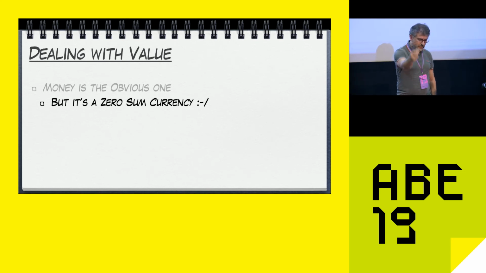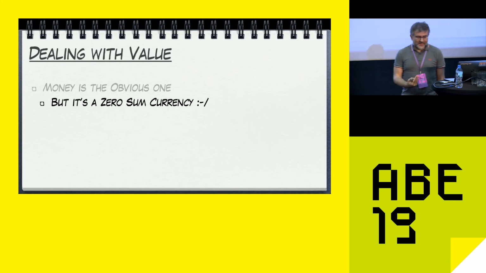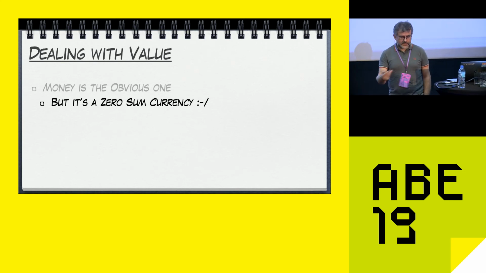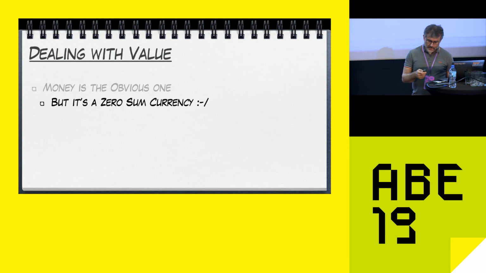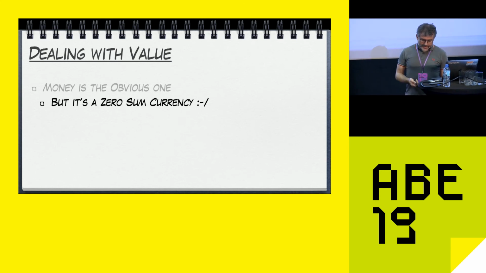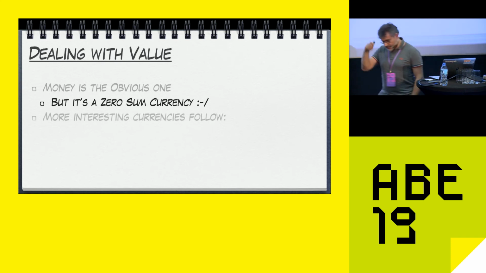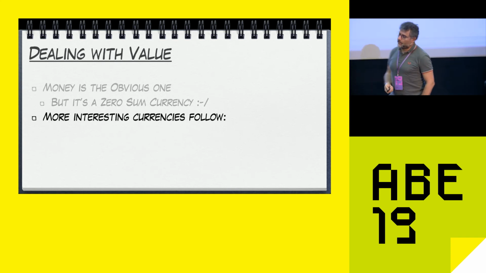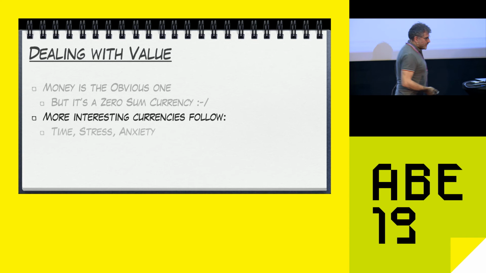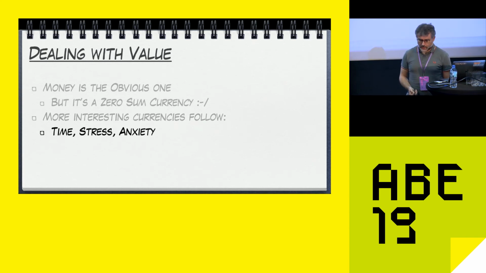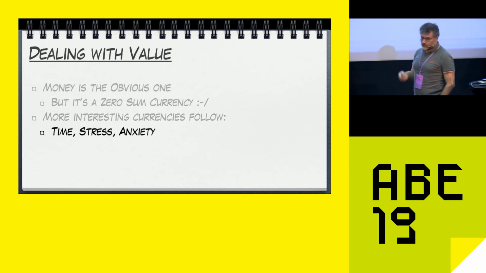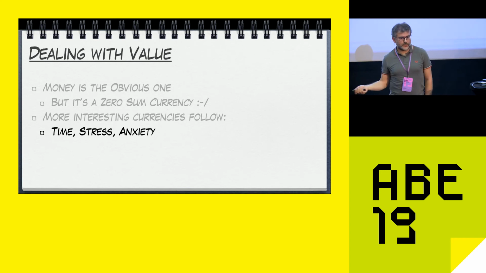The other thing with money is that it's a zero-sum currency. If I give you money, I have less money, you have more money, which is kind of less interesting. I know we are buying stuff on the internet, so there are transactions, and that's part of it, but money is not the only value at stake. There are some more interesting currencies that might emerge, and time is usually the second one. Or in the flow, we were really trying to minimize stress and anxiety.